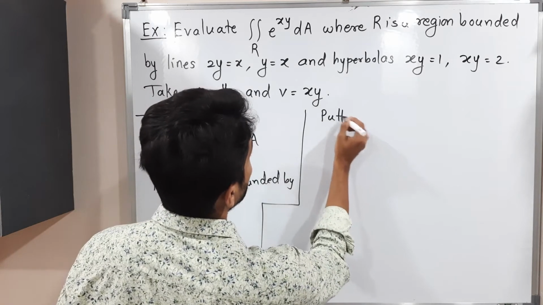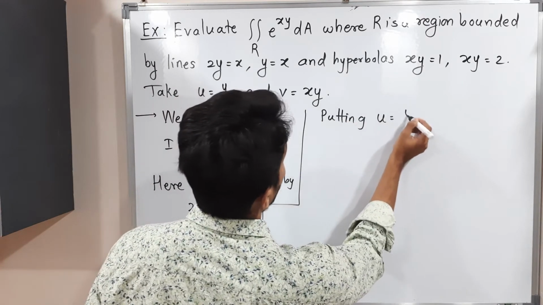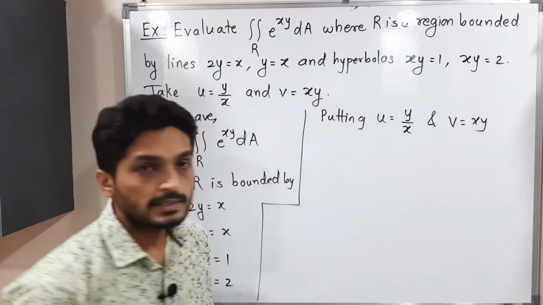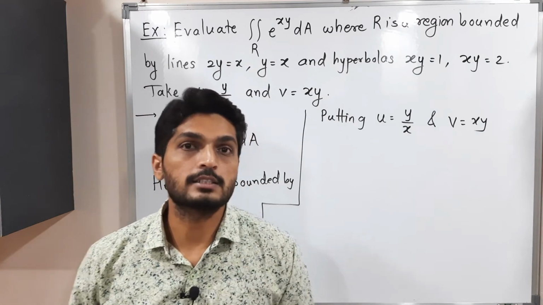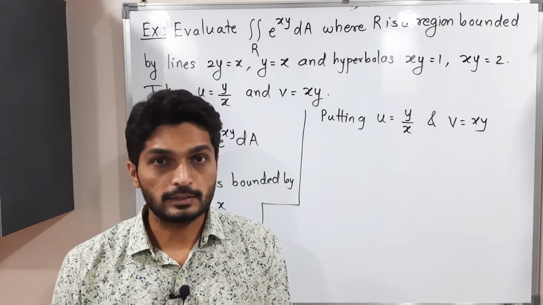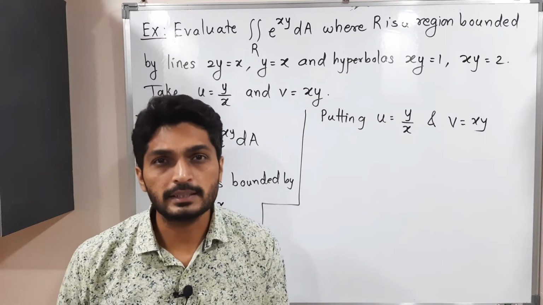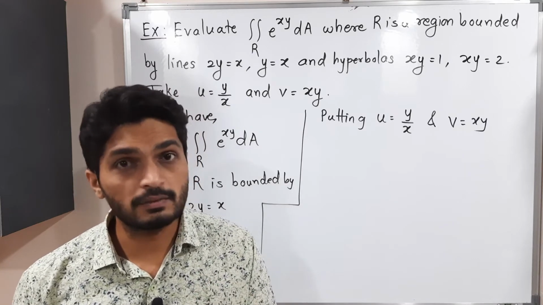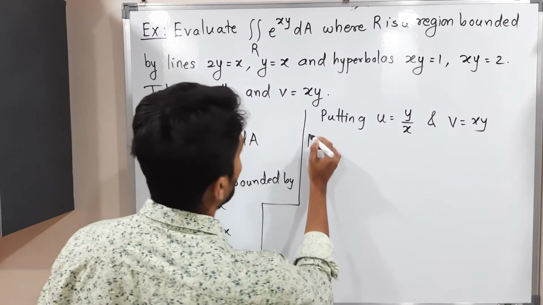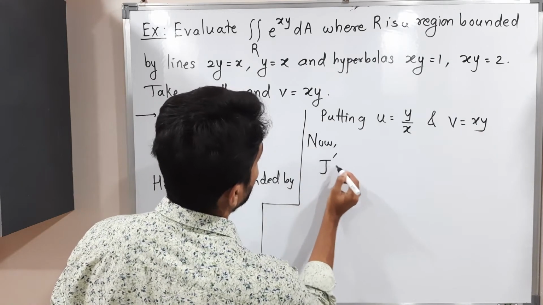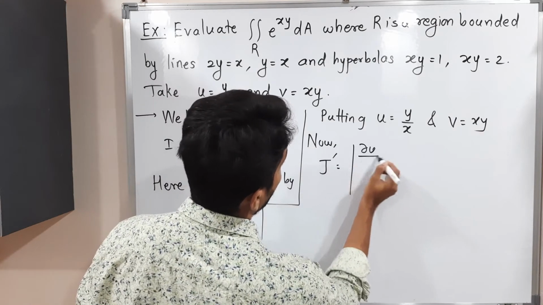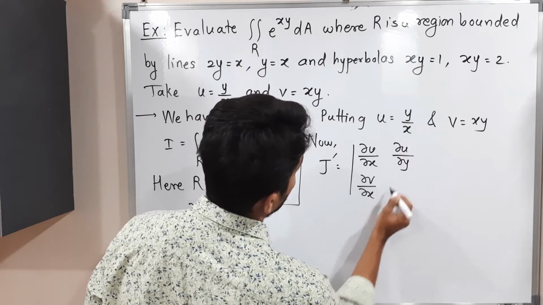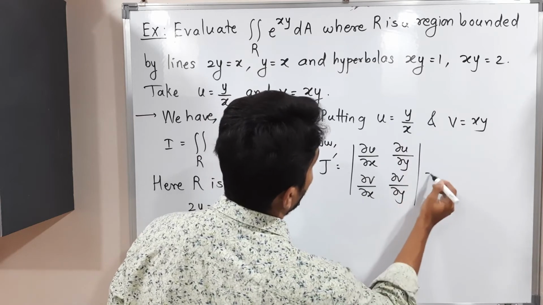Putting u is equal to y by x and v is equal to xy. When we put anything, our first task is to find the Jacobian matrix. But it is difficult to find the Jacobian directly. So what will we do? We will calculate z dash, and after calculating z dash we will calculate z. Do you know how to calculate z dash? Z dash means simply del u by del x, del u by del y, del v by del x, and del v by del y.